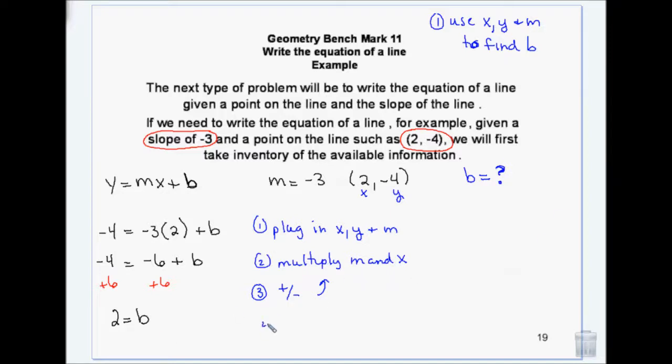Then my last step is to plug in m and b for the equation. So once I've got b, my equation of the line is y equals negative 3x plus 2. So I plug in m and I plug in b.